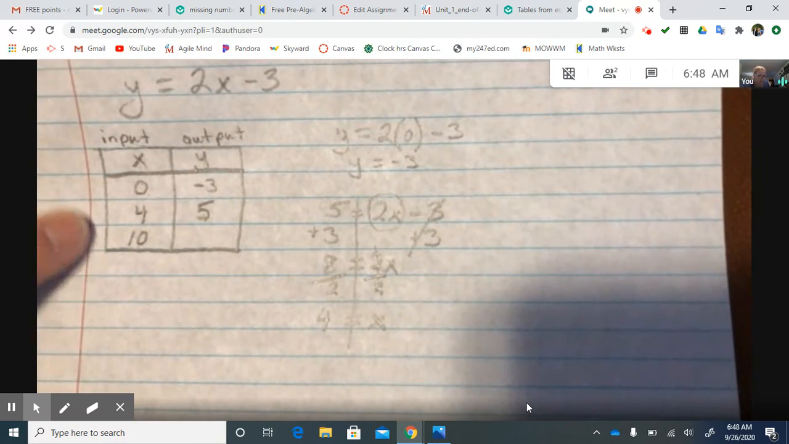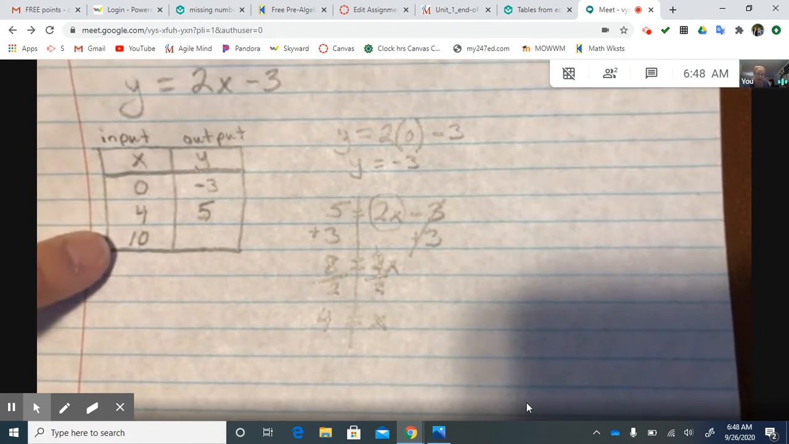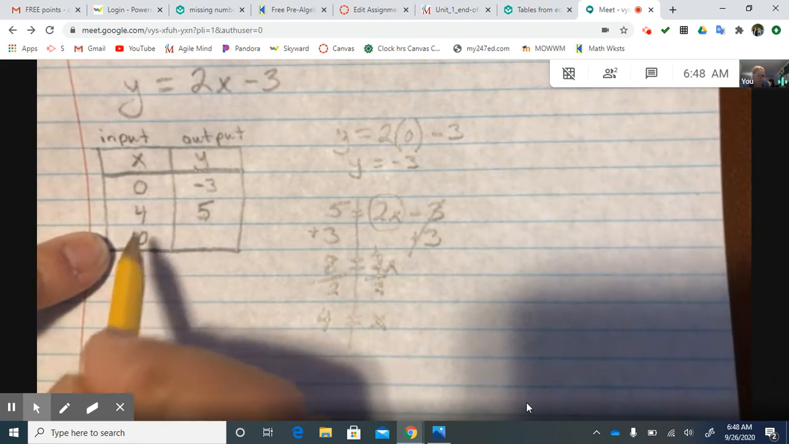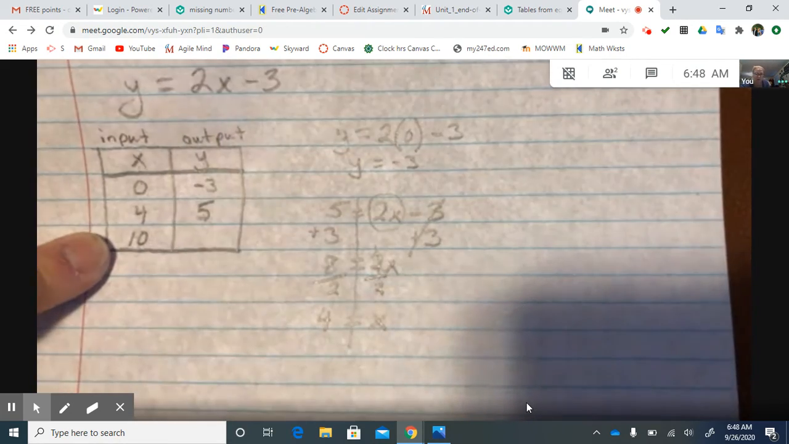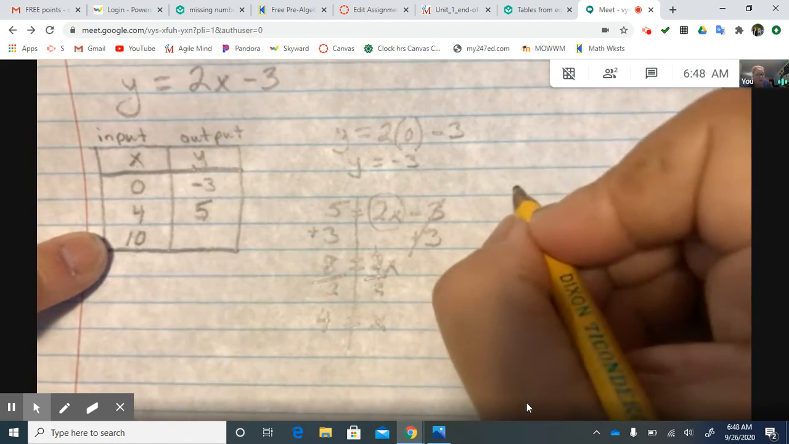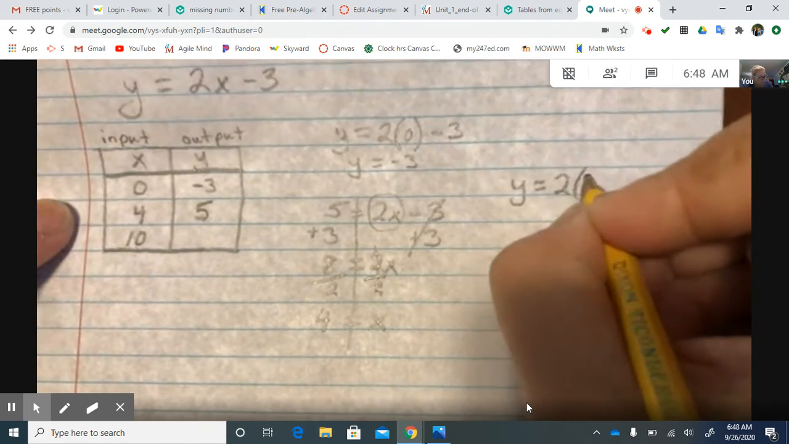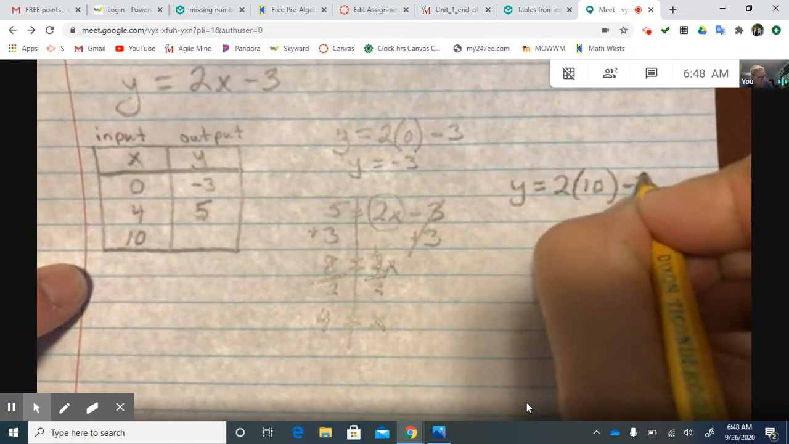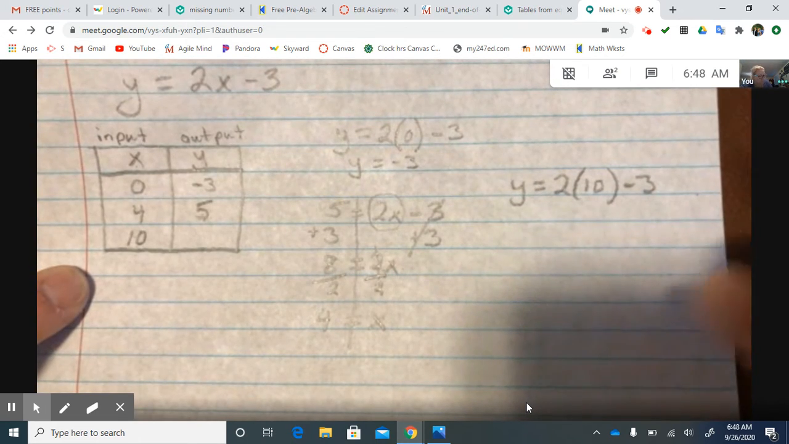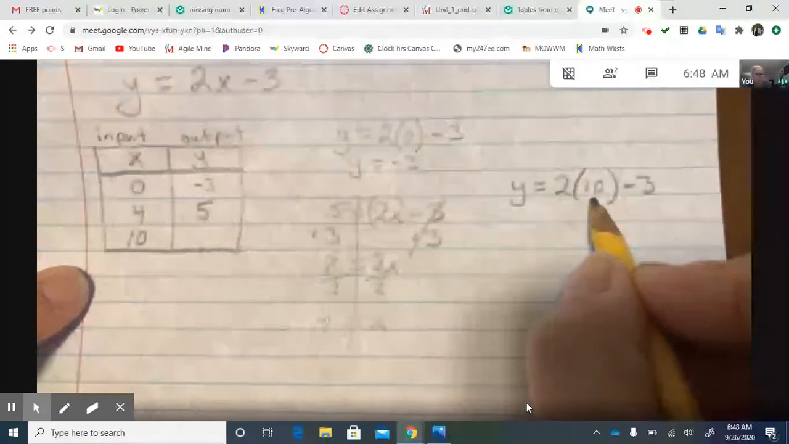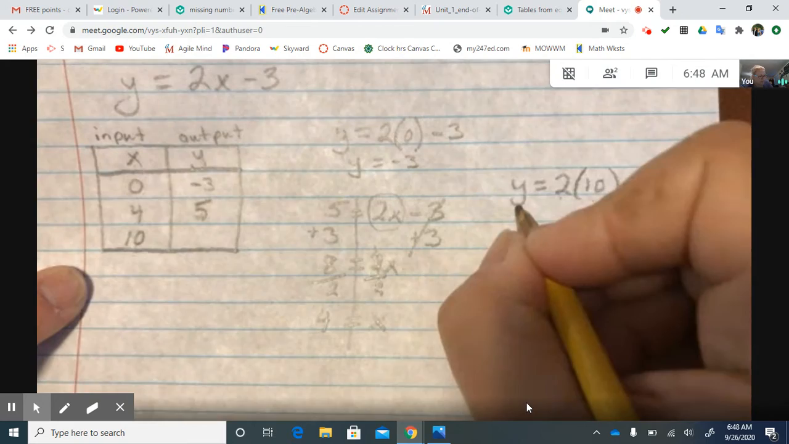Okay, now we're going to have an input of 10. So x is 10. I'm going to take 10 and put it up here into the equation. So we'll have y equals 2 times 10 minus 3. 2 times 10 is 20. Minus 3 is 17.